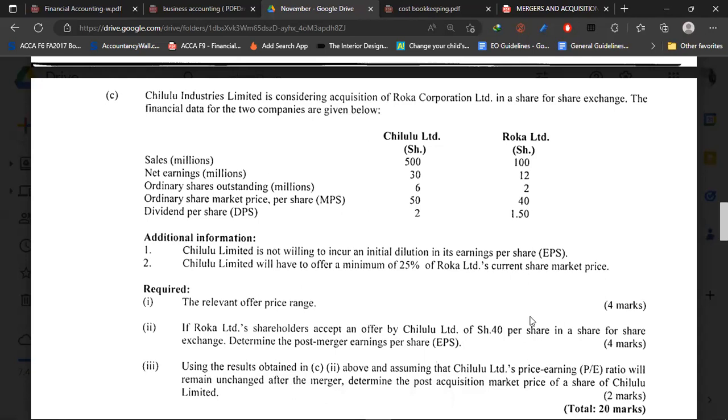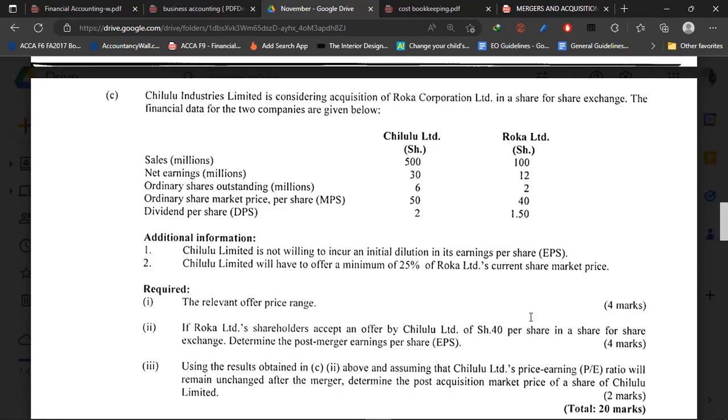Chilulu Industries Limited is considering acquisition of Roca Corporation Limited in a share for share exchange. The financial data for the two companies are given below. We have Chilulu Limited and Roca Limited. We have sales for each one of them, net earnings in millions, ordinary shares outstanding in millions, ordinary shares market price per share, dividends per share. Additional information: Chilulu Limited is not willing to incur an initial dilution in its earnings per share.